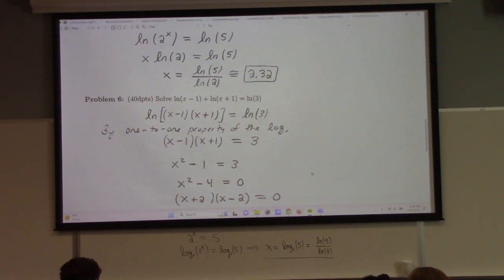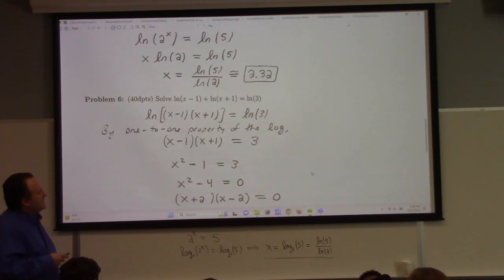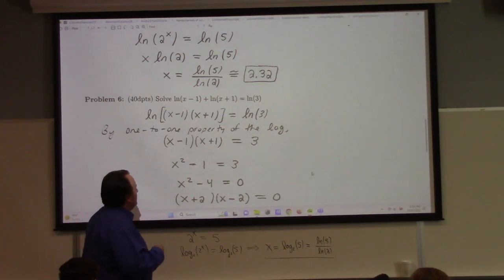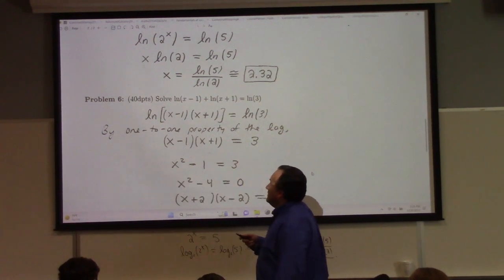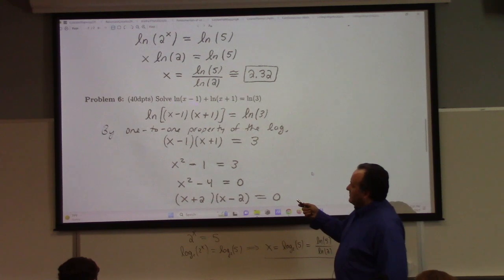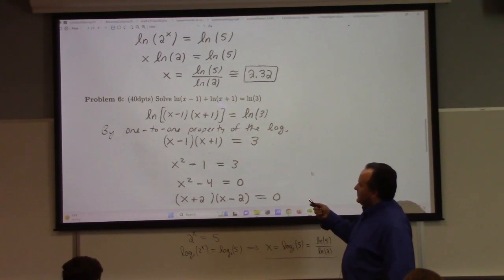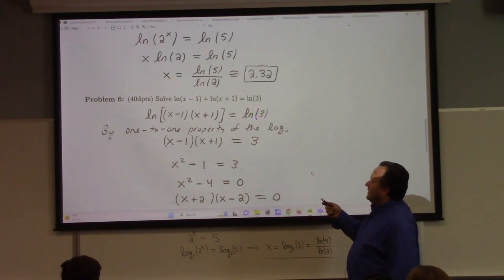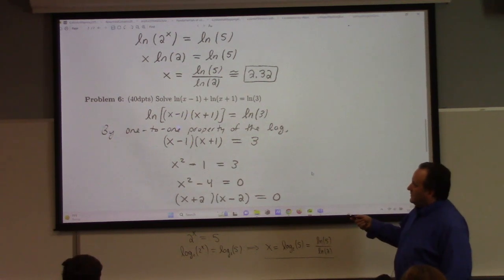Next up here we have the natural log of x minus 1 plus the natural log of x plus 1 equal to natural log 3. Oh, it's plus, not minus. I thought I had minus there. So I use the property of logs. That's the natural log of the product, x minus 1 times x plus 1. And then the one-to-one property. If you don't like the one-to-one property, you could exponentiate both sides. Anyway, however you slice it.